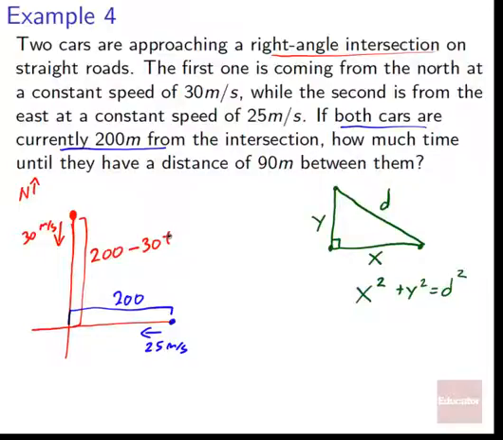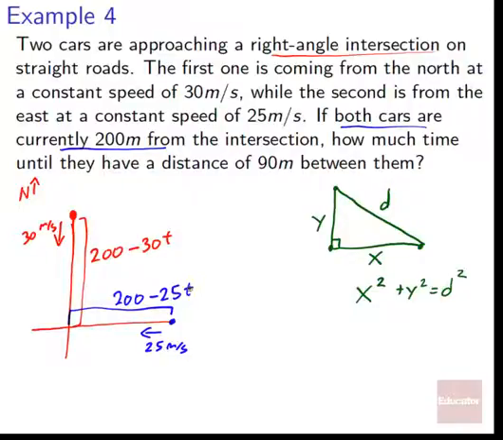So 200 minus 30t. And then the other one is 200 minus 25t, because the red one, the north car, is coming at 30 meters per second. For every second that goes by, it will have moved 30 meters towards the intersection, so it will be 200 minus 30t. And the blue car, the east car, will be 200 minus 25t, because for every second it moves 25 meters towards the intersection, 200 less 25 meters.